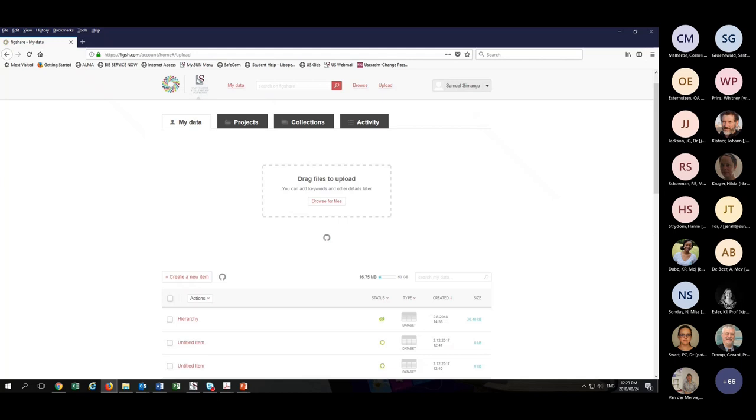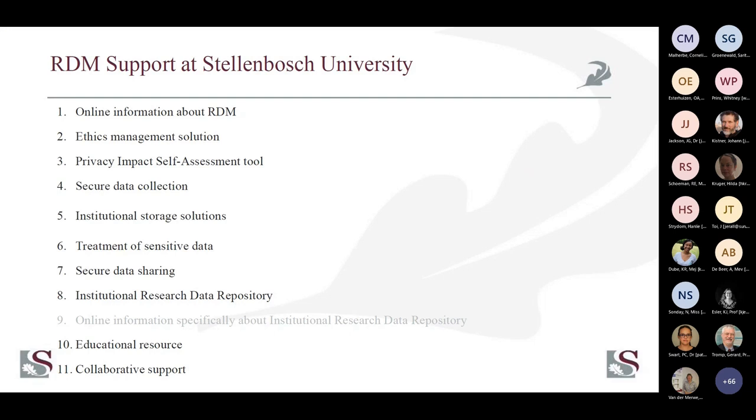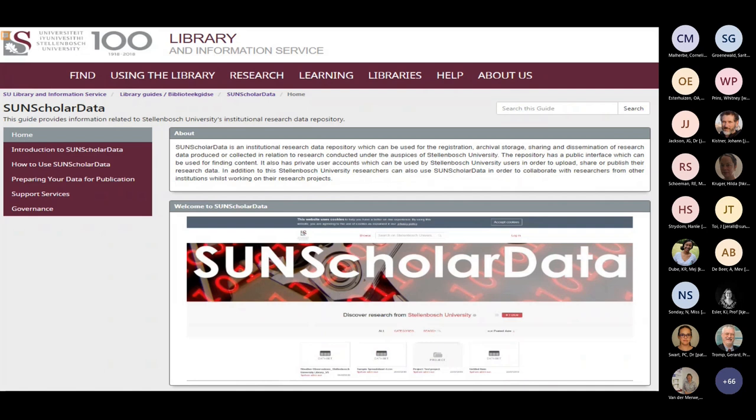The next tool then would be online information specifically about SunScholar Data. This is known as the SunScholar Data LibGuide. We realized that researchers would probably need some kind of assistance or guidance regarding the use of the repository. So that's the purpose that the SunScholar Data LibGuide serves. It provides detailed, granular information, including how-to guides, step-by-step guides on how the repository can be used.